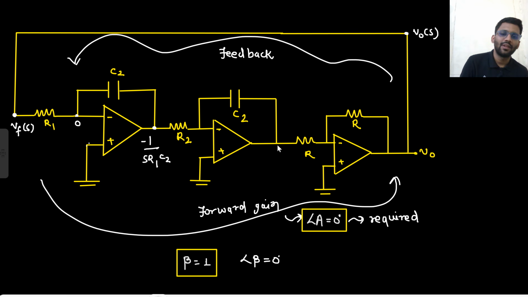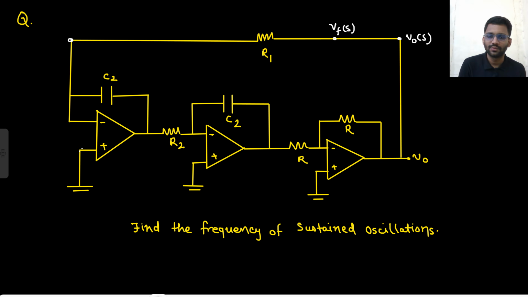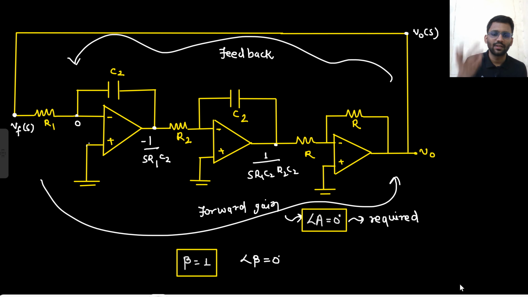Now what will this node be? This node will be, again a minus sign would come, so minus minus would become positive: 1 by s R1 C2 into R2 C2. And how much gain will this provide? Minus 1. So what will this node be?